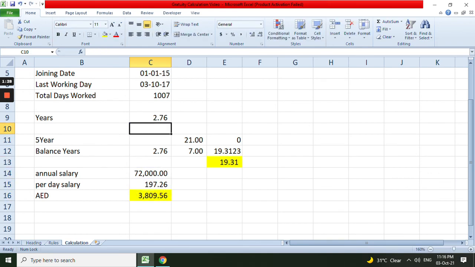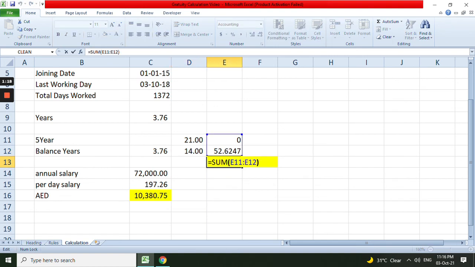If in case the staff works more than 3 years, we'll make it 2018, so 3.76 years. Here the rate will change, it will go to 14, and then the staff is entitled to 52 days, with 197, and then the 10,000 end of service benefit. So this is how we are doing the calculation.